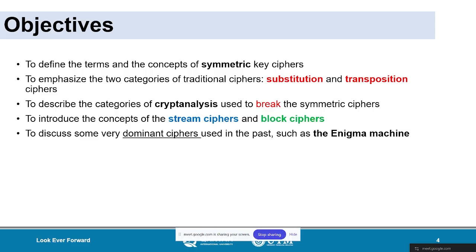Also, we will try to describe the categories of cryptanalysis used to break these symmetric ciphers. Of course, those symmetric ciphers are easy to understand and don't need any computational power to break the code. Now we will introduce the concept of a stream cipher and a block cipher. If we reach it, from near slide 52 to the end of the slides, we will discuss some very dominant ciphers used in the past, such as Enigma machines.